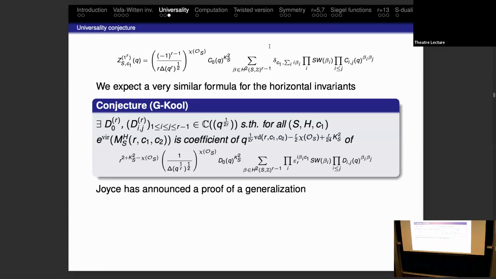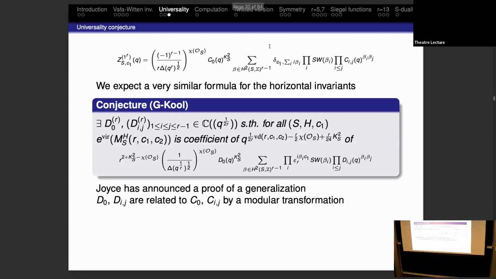one should be able to write in terms of universal product formulas involving the Vafa-Witten invariants. But it's supposed to be a few hundred pages of proof, and so one will have to wait for it to come out to see what it precisely is.